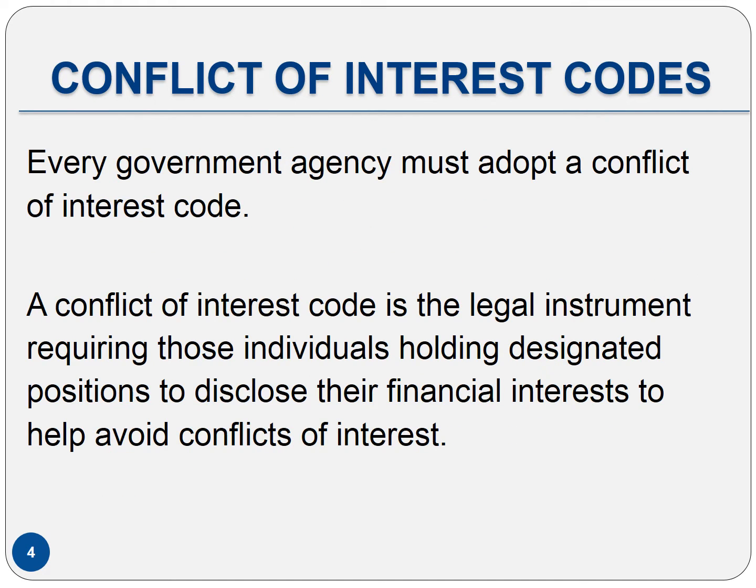All government agencies must adopt a conflict of interest code, whether it is a college district, water district, school district, or any other type of government agency. A conflict of interest code is the legal instrument requiring those individuals holding designated positions to disclose their financial interests. Persons required to be designated are those who make or participate in making governmental decisions, which we will go into more detail later. The code also specifies what interest filers have to report based on their level of decision-making.